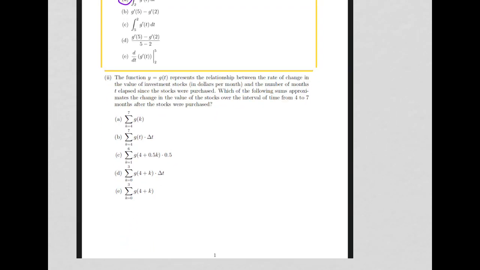So the function y equals g of t represents the relationship between the rate of change in the value of investment stocks in dollars per month and the number of months t elapsed since the stocks were purchased. Which of the following sums approximates the change in the value of the stocks over the interval of time from 4 to 7 months after the stocks were purchased? This is a rate, and to get a change you want a rate times a time. So we're going to want something where we have a g of something times a change in time.